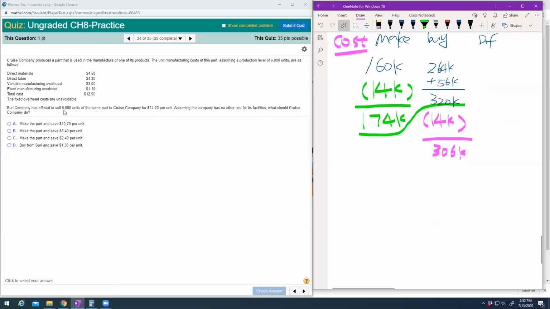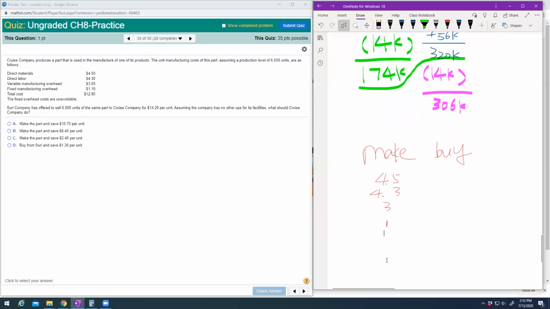If I will offer to sell this on the present, for the assumed company has no other facility, what should you do? Okay, so let's look at the question. We still think about if you make or if you buy. If you make, you have to have direct material 4.5, direct labor 4.3, variable manufacturing. If you make, the fixed costs are not avoidable. So your total variable cost is this, and your fixed cost allocated is $1.1. You can add everything together.